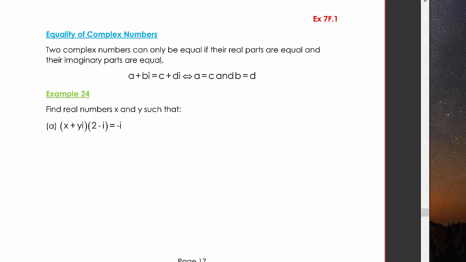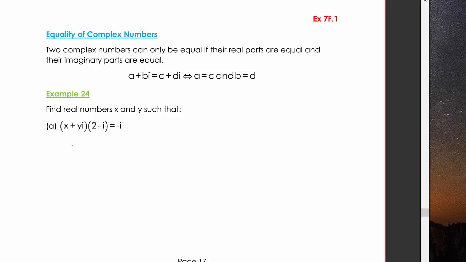Two complex numbers can only be equal if their real parts are equal and their imaginary parts are equal. So a plus bi being equal to c plus di must mean that a is equal to c and b is equal to d. So we want to find real numbers x and y in this situation here.